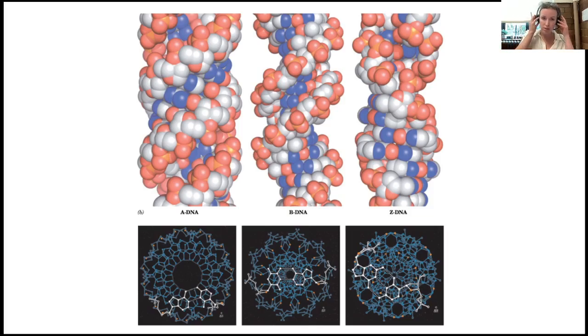Here are some additional ways to look at the DNA. This is a space-filling view up top, and you can really tell how A DNA is a bit wider compared to B DNA when we look at it this way.